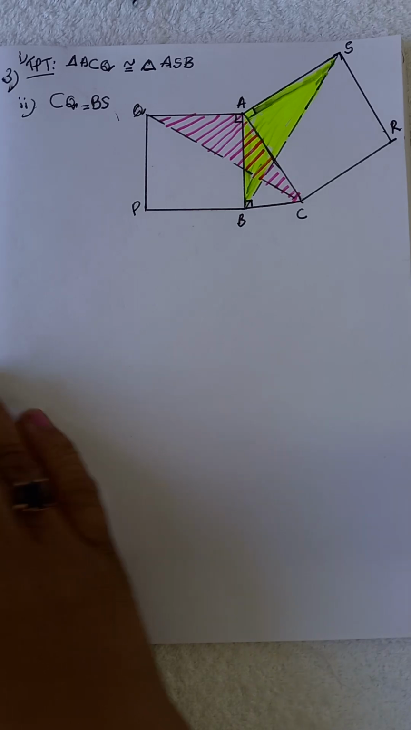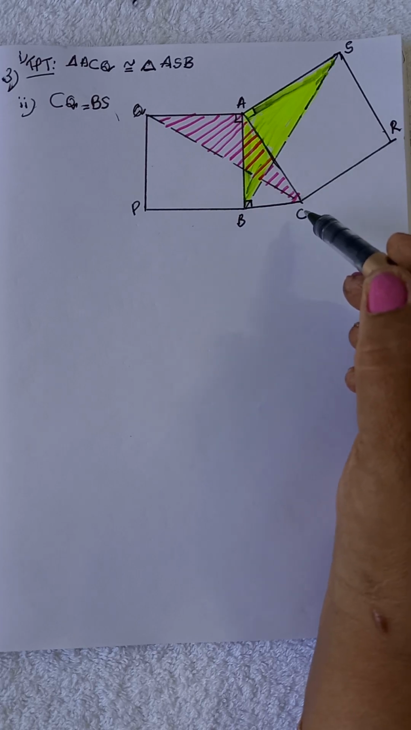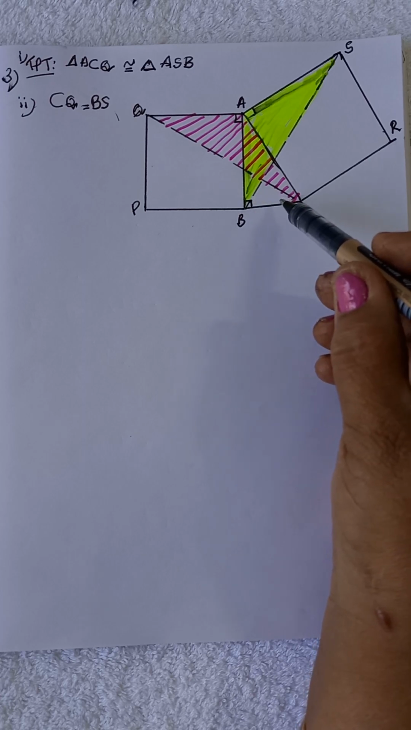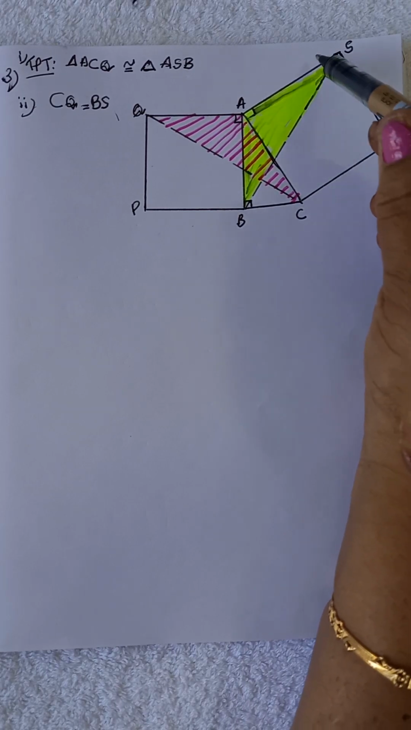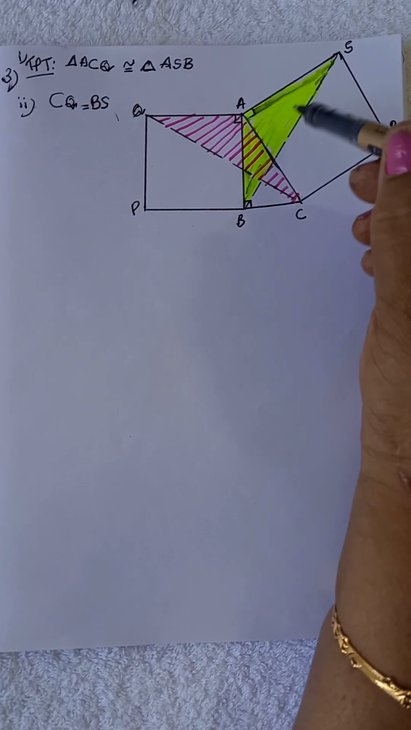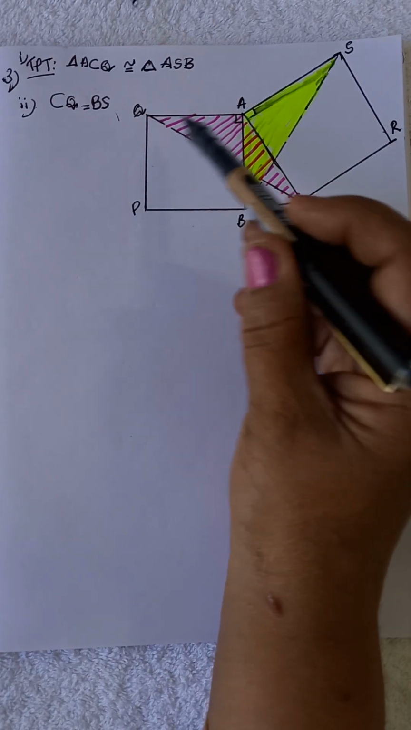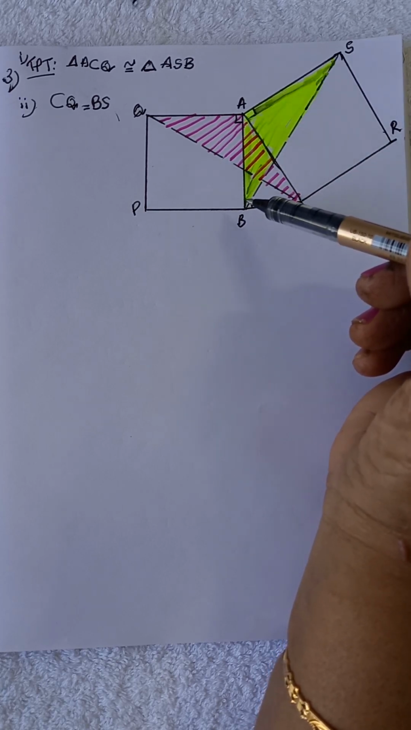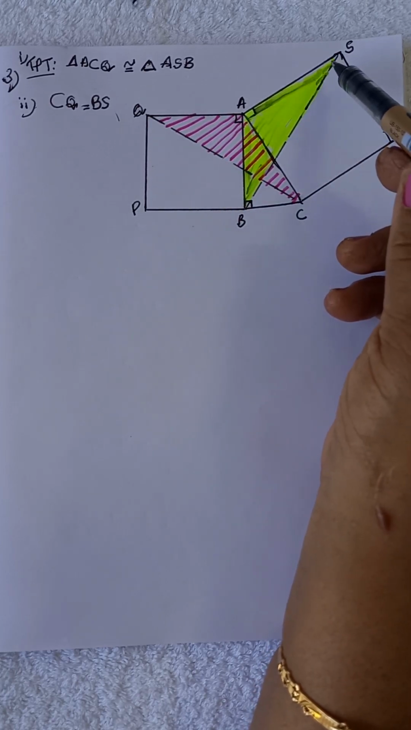Now third question is, in the figure given below, triangle ABC is right angled at B. Here it is 90 degree. ABPQ and ACRS are squares. To prove that, first one is ACQ is congruent to ASB. Second one is CQ is equal to BS.